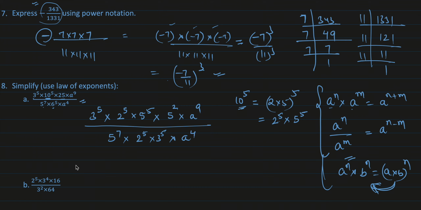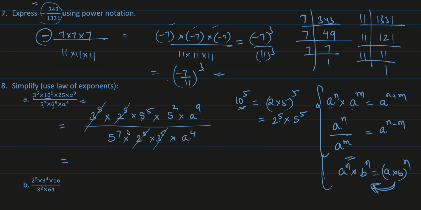Okay students, I hope it's clear. Now what you can do over here is either you subtract or you cancel it out. It's your choice. We have two common things over here. 2^5, 2^5 cancels out. 3^5, 3^5 cancels out. Done. Now what is left? Only 5^5, 5^2, a^9, 5^7, a^4.